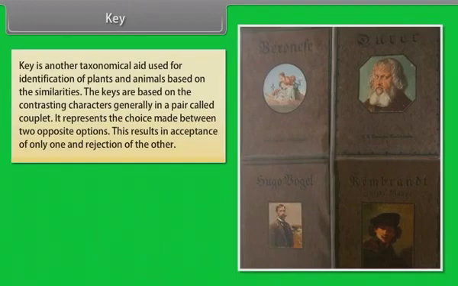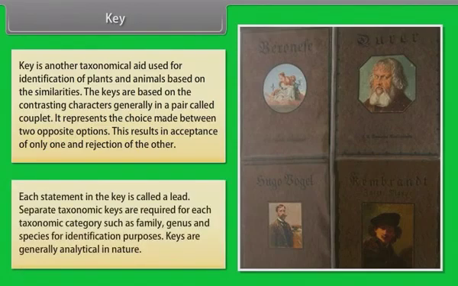Key. A key is another taxonomical aid used for identification of plants and animals based on similarities. The keys are based on contrasting characters, generally in pairs, called a couplet. It represents the choice made between two opposite options. This results in acceptance of only one and rejection of the other. Each statement in the key is called a lead. Separate taxonomic keys are required for each taxonomic category, such as family, genus, and species, for identification purposes. Keys are generally analytical in nature.